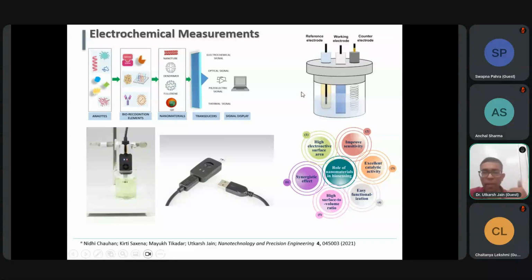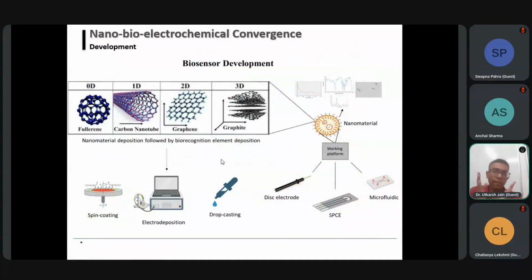The reference and counter electrodes complete the circuit, so that we get the electrochemical change which is noticeable in the form of a signal. So this is the electrode setup, and this is a very small electrode sensing potentiostat device where we connect the screen printed electrode, and then we load the sample right here to get the signal. Now, the part I should focus on is the development part, right?